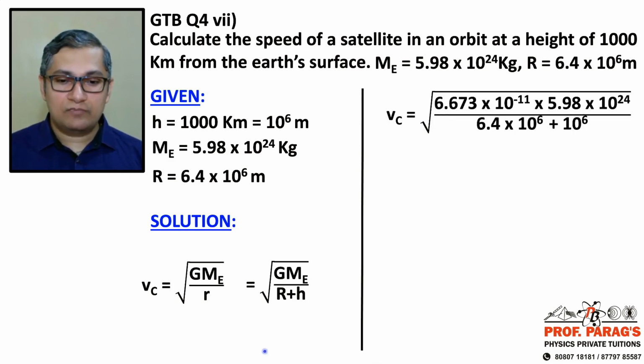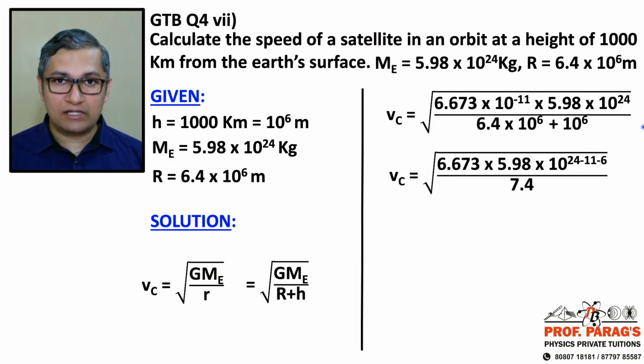Okay, so that's it. Just plug in the numbers. The value of capital G, the universal gravitational constant, is 6.673 into 10 raised to minus 11. Then mass of Earth is 5.98 into 10 raised to 24 divided by capital R plus h. Both have been given here. So we can write capital R is 6.4 into 10 raised to 6 and small h is nothing but 10 raised to 6. So now I can gather all the powers of 10. In the denominator, first of all, if I take 10 raised to 6 common, I'll get 6.4 plus 1, so that will become 7.4 in the denominator.